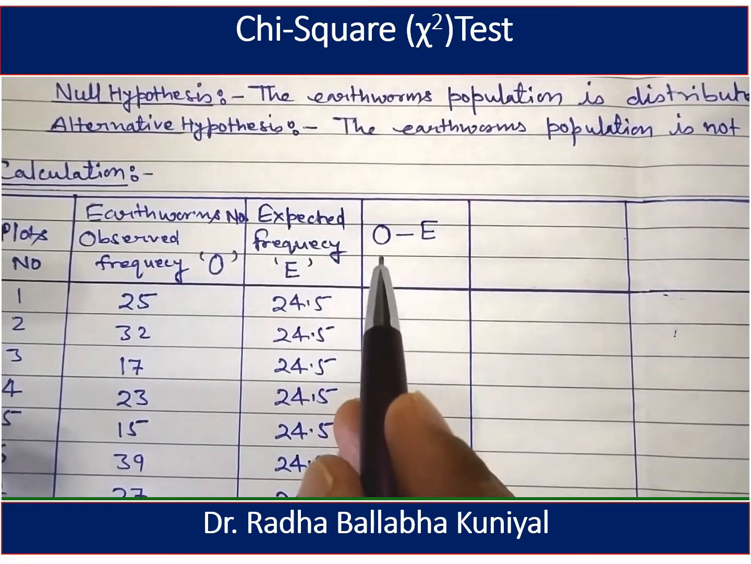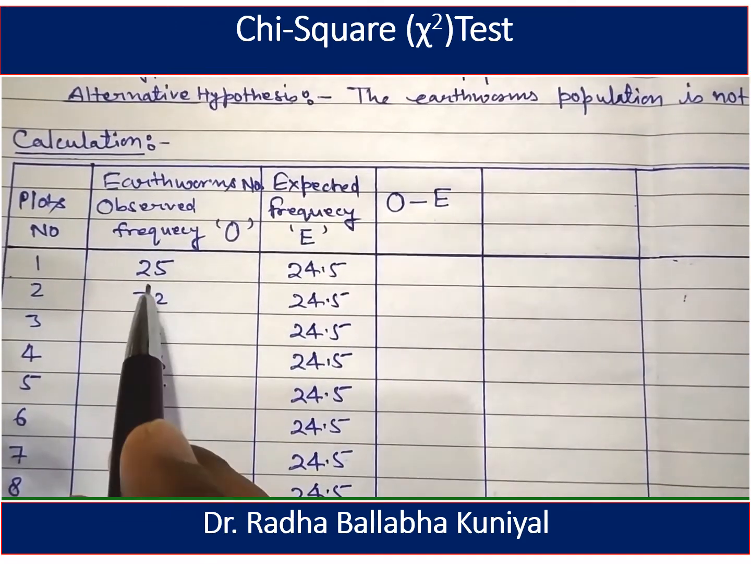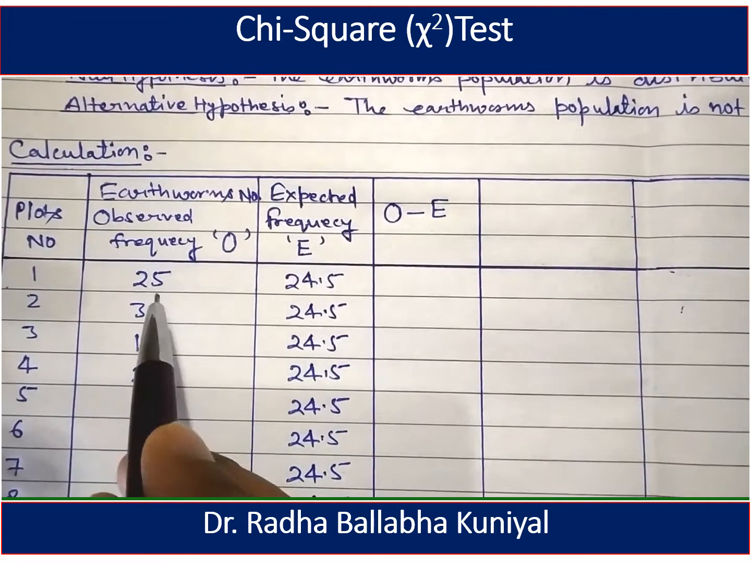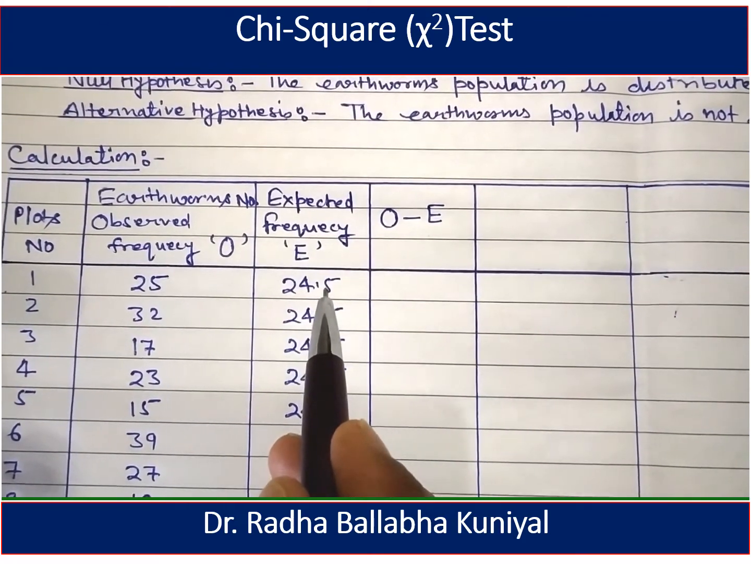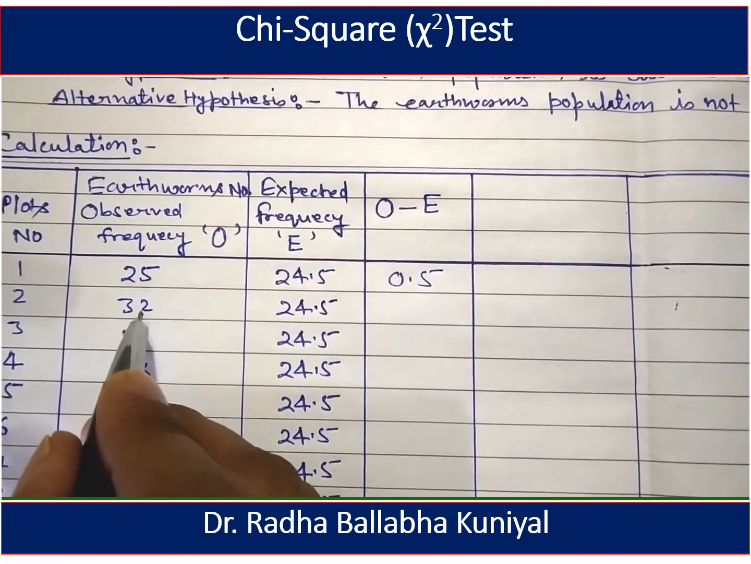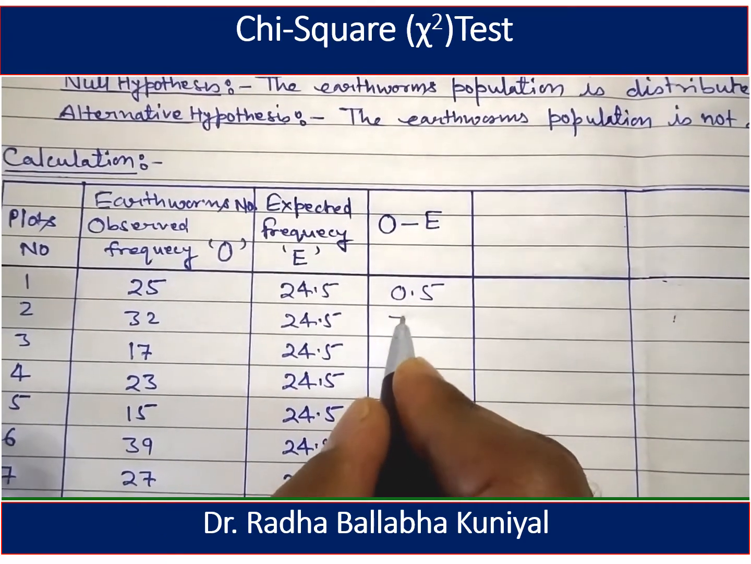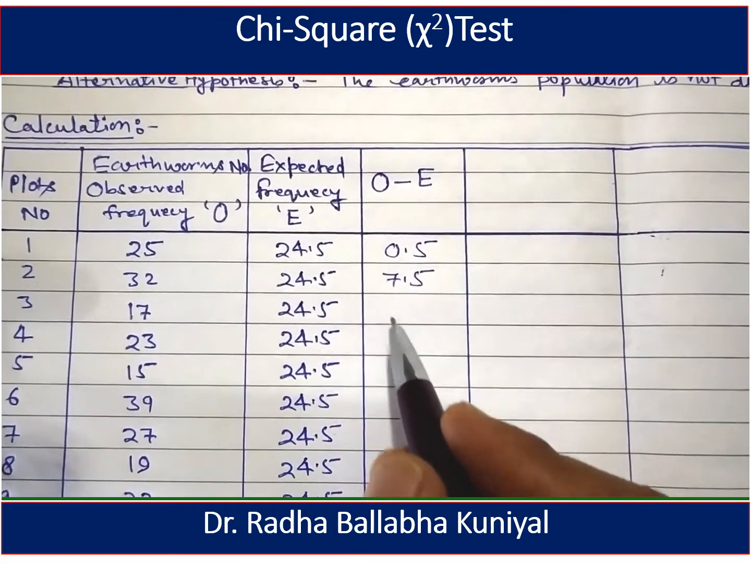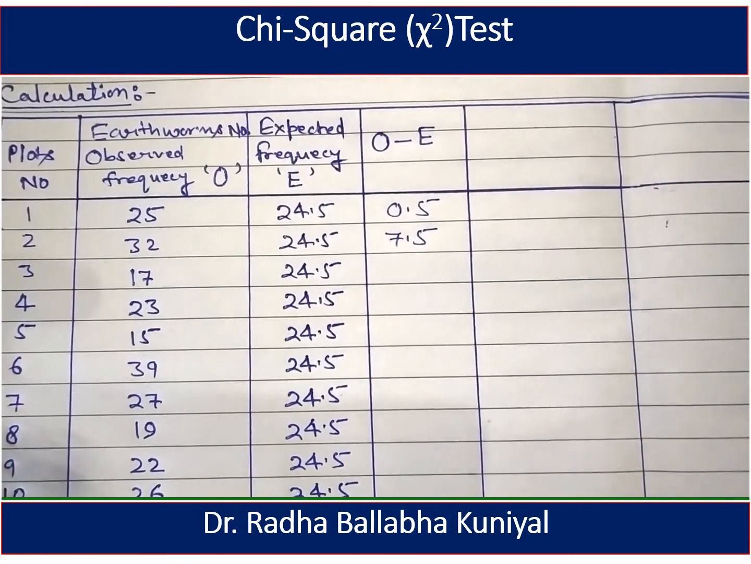Now we will minus the expected frequency from the observed frequency. In this column we will write 25 minus 24.5 and we will get 0.5, and in the next, 32 minus 24.5, then we will get 7.5, and likewise we will calculate the O minus E value for each plot.